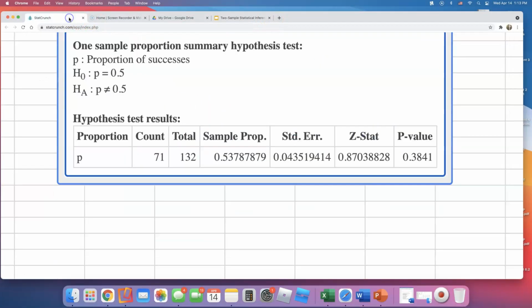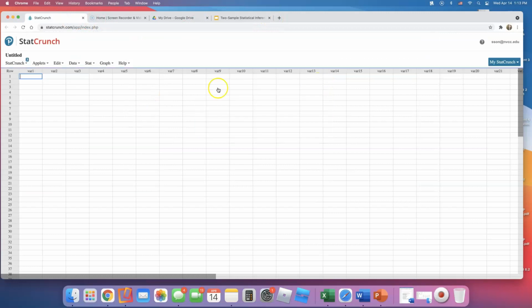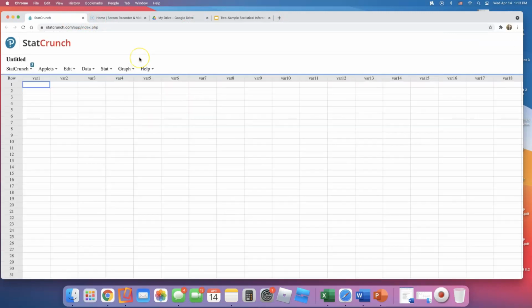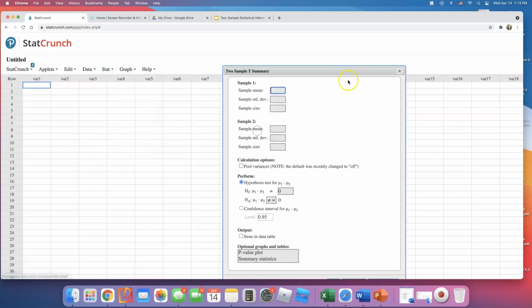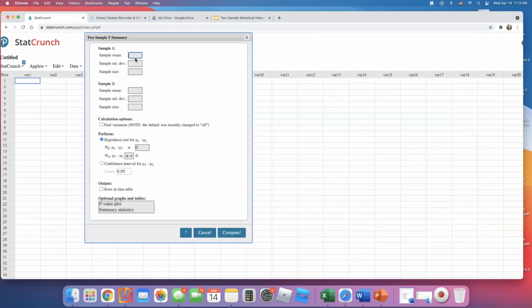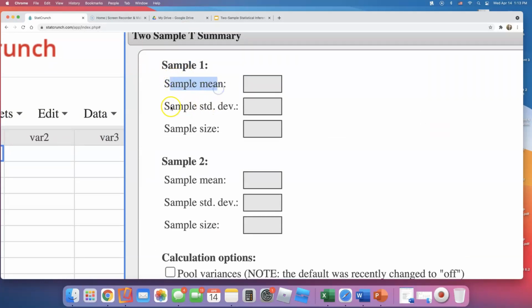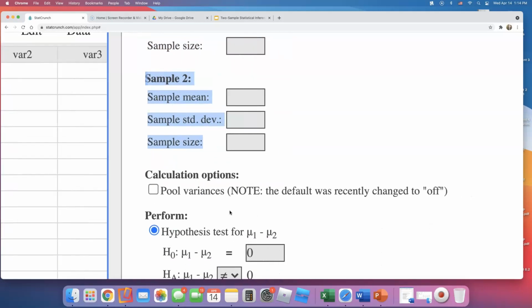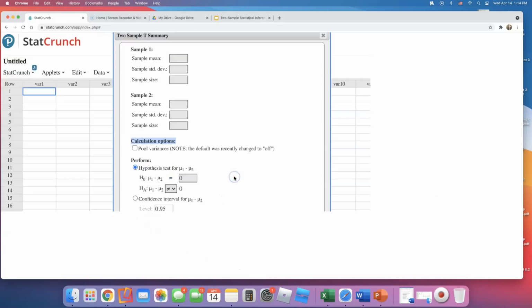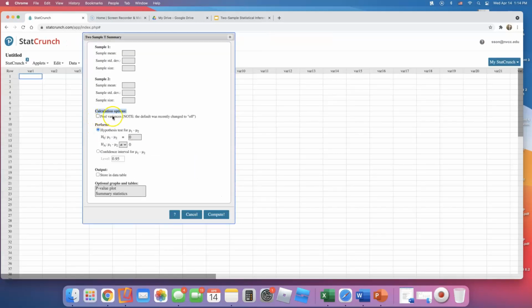If I open up StatCrunch, take a look. I'm going to Stat, T Stats, Two Sample, and I'm going to click on with summary, okay? With summary, you're going to enter the information in here, like for sample 1, what's the mean, what's the sample standard deviation, not the population standard deviation, right? And what's the sample size? You do that for sample 1, and you do that for your sample 2. But take a look, there is a calculation option: Pool variance. Note the default was recently changed to off.